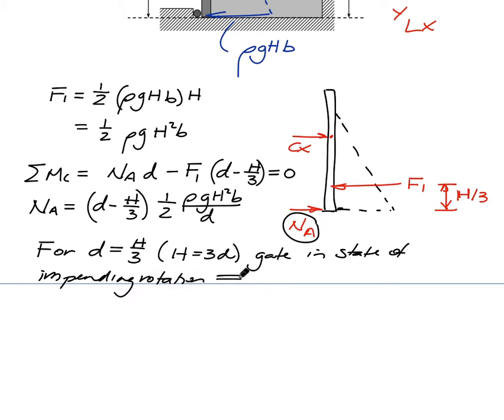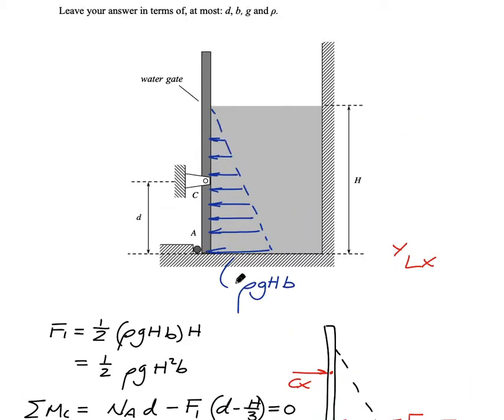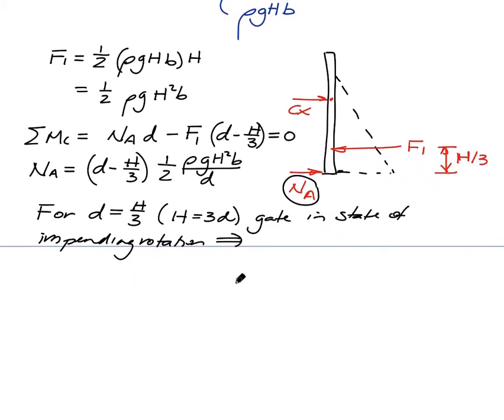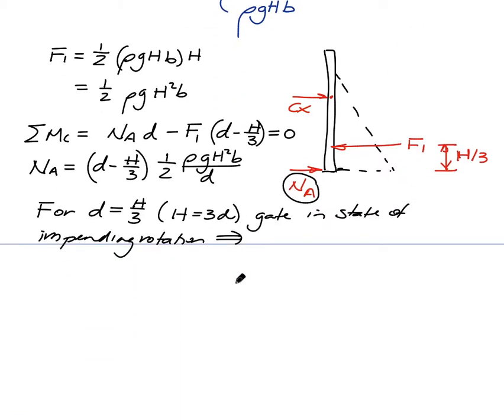So therefore, if H is higher than 3D, the gate will actually open. So in this case here, the question asks for the water depth H required to open the gate. So H minimum is equal to 3D in order to open the gate.